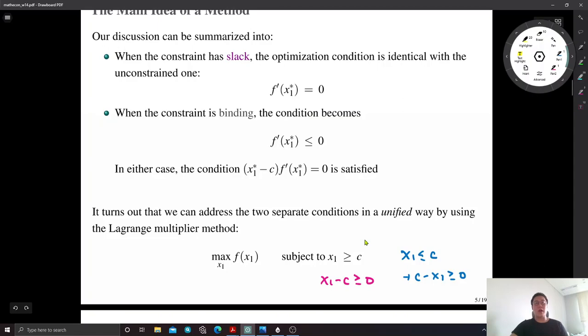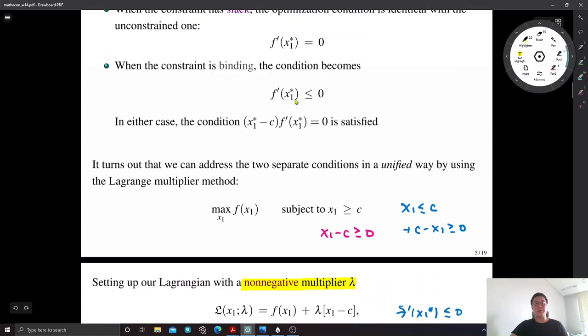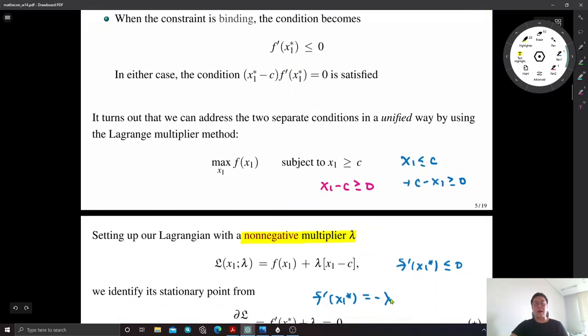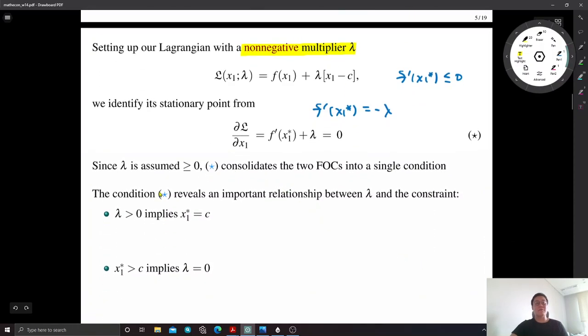So now, depending on lambda, we can make this first order condition by setting lambda equal to 0. And we also can produce this first order condition by setting lambda non-negative, right? So this familiar condition consolidates the two separate first order conditions previously into a single condition. And furthermore, the condition reveals one important relationship between the Lagrangian multiplier and the constraint.